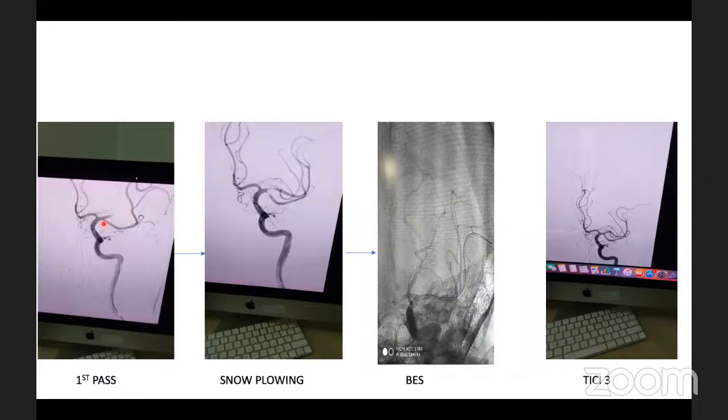Then the second pass was done. After the second pass, the superior division opens up, but there's snow plowing. What has happened? The clot has migrated from the superior division to the inferior division. Next, the stent retriever was taken again into the inferior division and retracted, and the inferior division recanalized completely. However, the superior division again had the stenosis, and there was a tendency to reocclude. So it was decided to use a balloon expandable stent, and rescue stenting was done. What we achieved is TICI 3 recanalization after 3 passes.